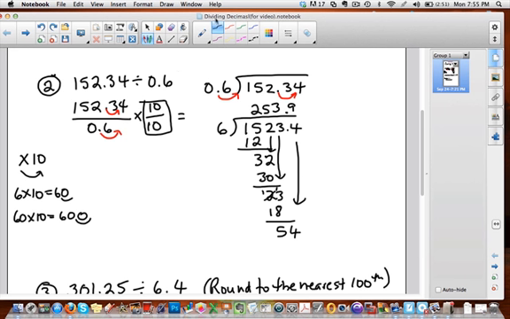Okay? If you were doing it, I know in Quebec we call it the French way. Actually, this makes a lot more sense sometimes. 1523.4 divided by 6. So you say how many, it's very similar. How many times does 6 go into 15? It goes in twice. 2 6s are 12. 3, same thing, you bring the 2 down. Then we have a 5, 6 5s are 30.